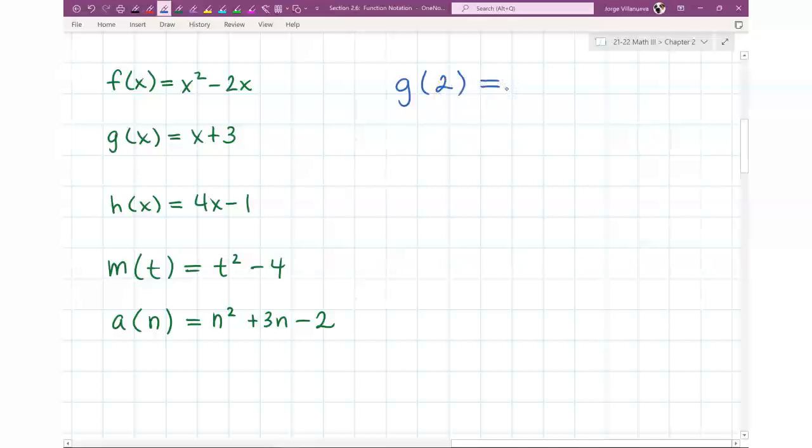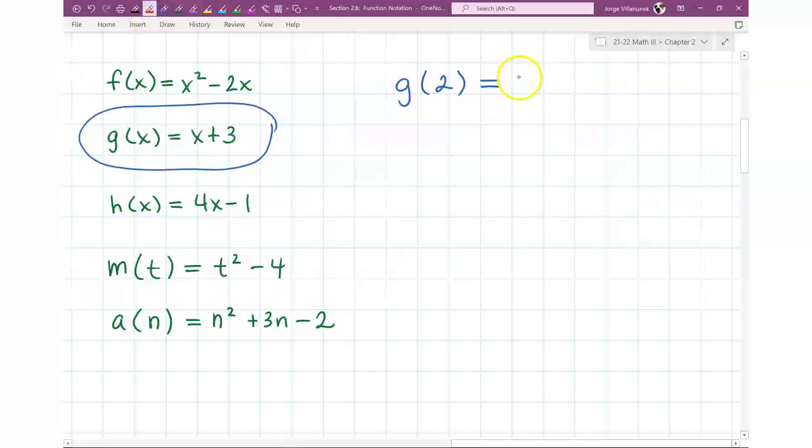G of 2 basically means plug in a 2 into your equation g of x. Okay? So, all right, g of 2, you're going to plug in a 2 into the equation. Notice the equation is right here, guys. G of x equals x plus 3. So wherever I see an x, I'm going to replace it with the 2.